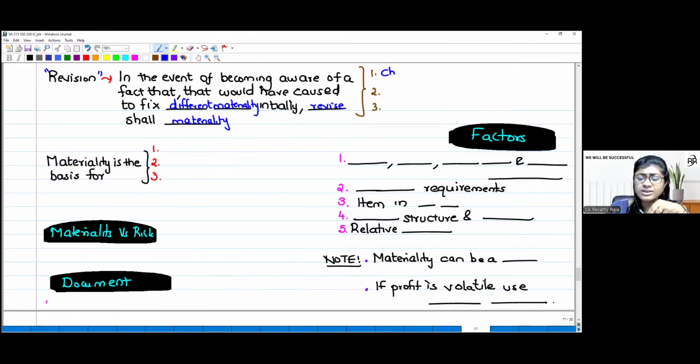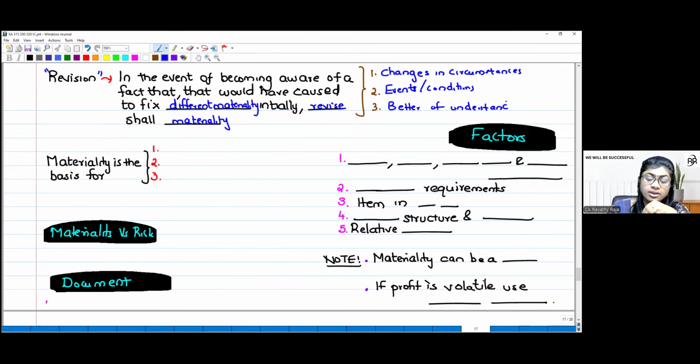So when will she revise? In performing, when there are changes in circumstances, new events or conditions, or a better understanding of the entity. Out of that, they can ask you in descriptive. Can you reply whether you understood that?